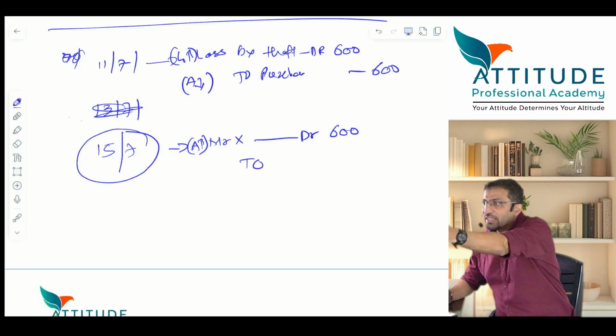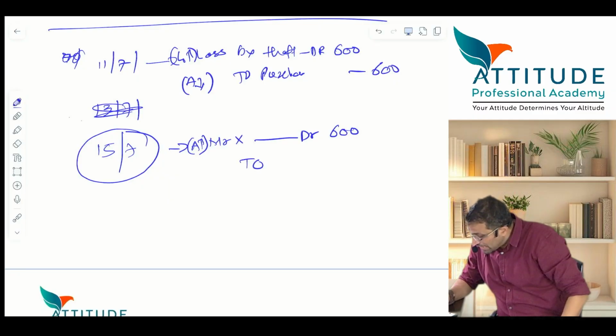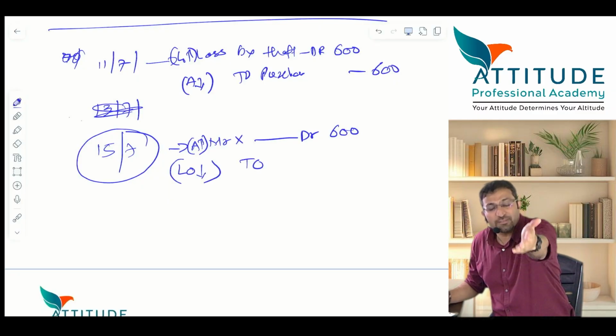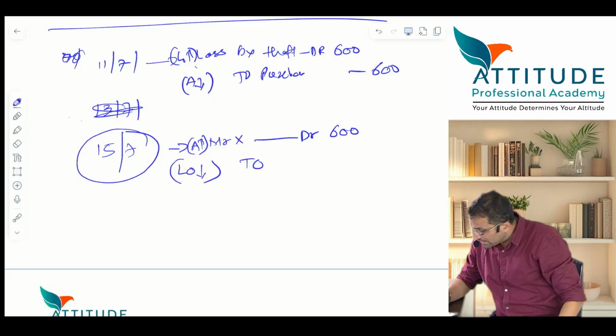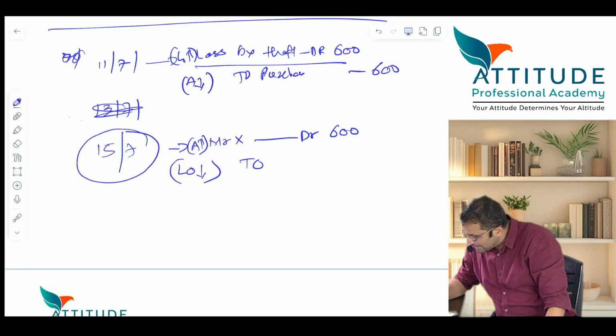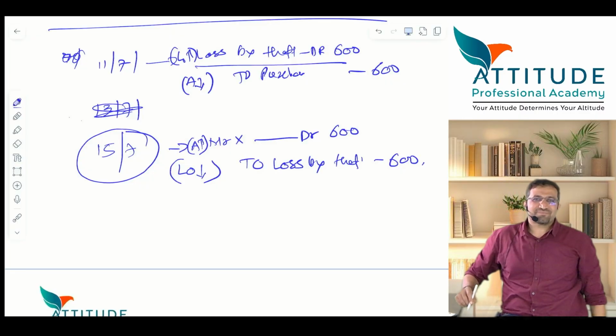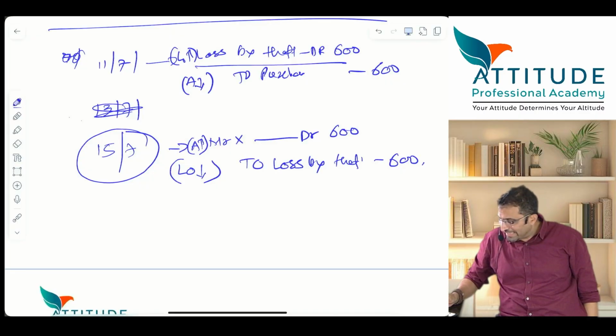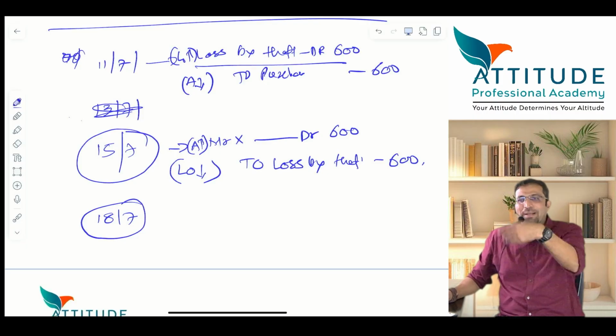Very good. Tell me, loss comes down. If loss comes down, look at the rules. If loss comes down, it has to be credited. Yes or no? So the loss that was debited earlier, what do we do with it? To loss by theft. Loss reduces by how much? 600. Now on 18th, on 18/7, he pays the cash to you.